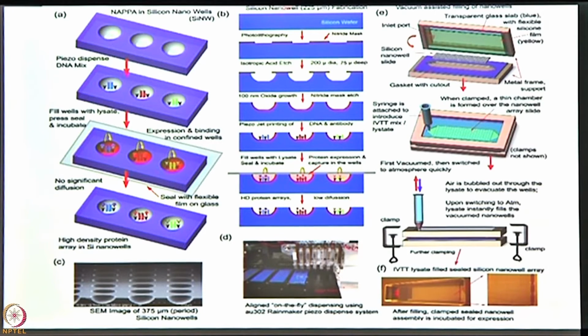So here, this is the process. You use photolithography to create a mask. You use the acid etching to create these wells. And then there's a couple of chemical treatments you have. And then we print the NAPPA mix into the wells.